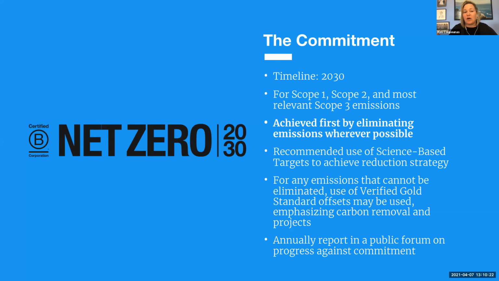So you can see on the bcorpclimatecollective.org website the details of the net zero by 2030 commitment. This is a brief summary of them. And many of you on the call are committed to net zero by 2030. Many are committed, some earlier, some later than that. Wherever you are on this journey, you are welcome. Next slide.